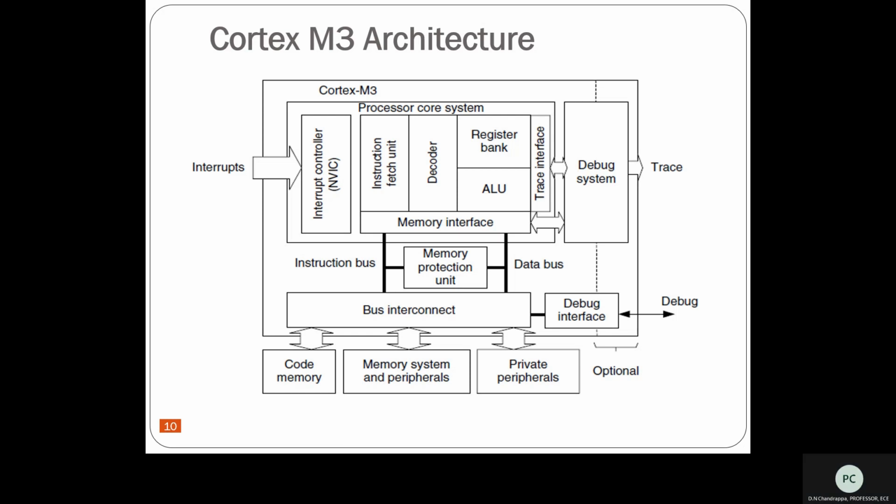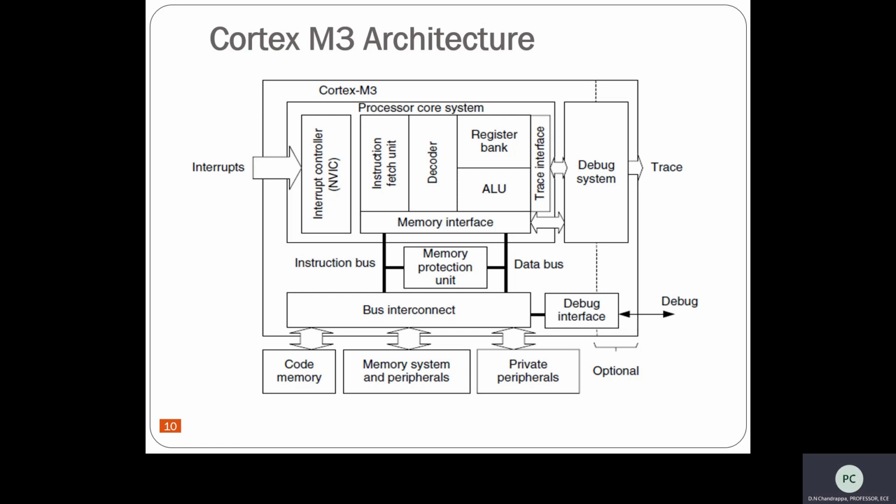Along with that, we use the memory protection unit to protect the memory part. In the memory protection unit, again we have the instruction bus and data bus. The data bus carries the data from the CPU to the bus interconnected peripherals, and the instruction bus is nothing but the address bus. In a microprocessor it is called the address bus, but here it is called the instruction bus, connected to the bus interconnect of the processor.